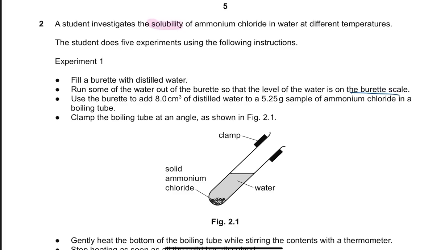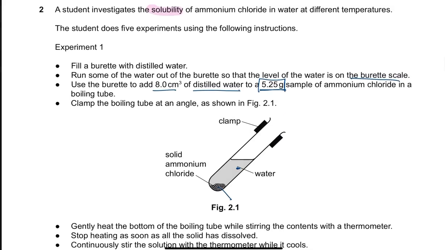And it's saying use the burette to add 8 cm³ of distilled water to a 5.25 gram sample of ammonium chloride in a boiling tube. So you're using the burette, you're adding 8 cm³ of distilled water to this much mass of ammonium chloride. This water that is present in your boiling tube is coming from a burette, okay?